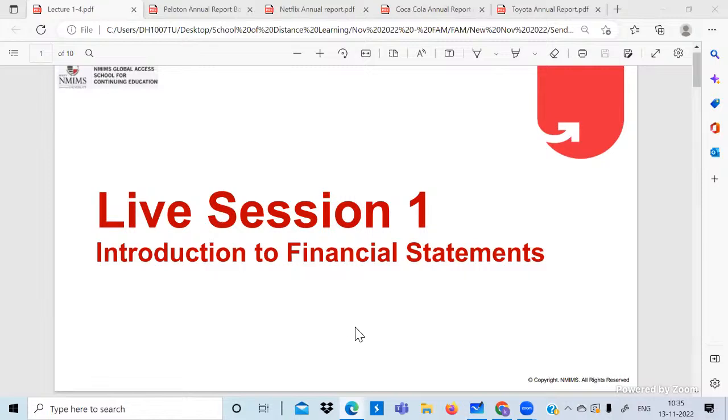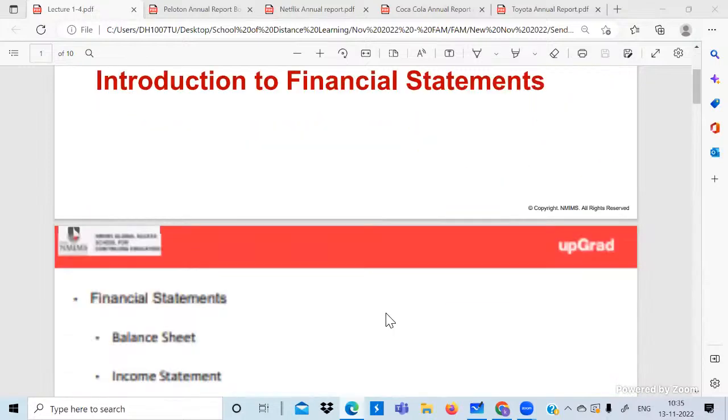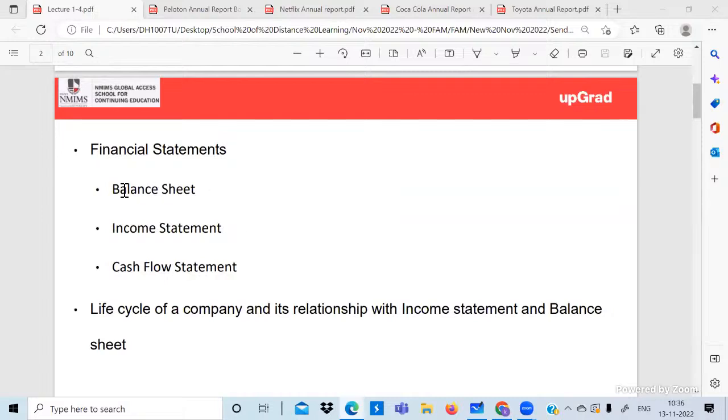So if you look at the first session today, it's all about introduction. Today we go through what financial statements are, and the different types of financial statements that companies make. They basically make three types: the balance sheet, the income statement, and the cash flow statement. Today we'll cover the first two in depth, the balance sheet and income statement, and we'll touch base upon the cash flow statement. Next session we'll cover the cash flow statement in detail.